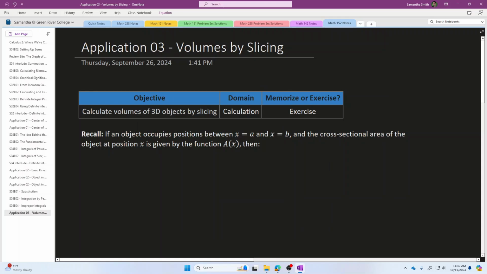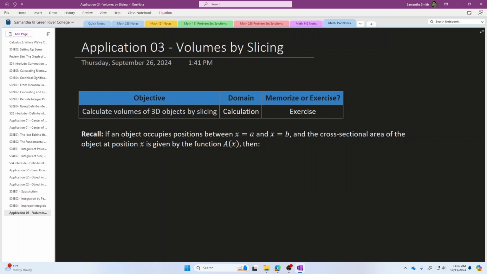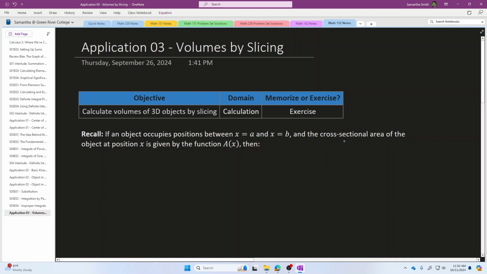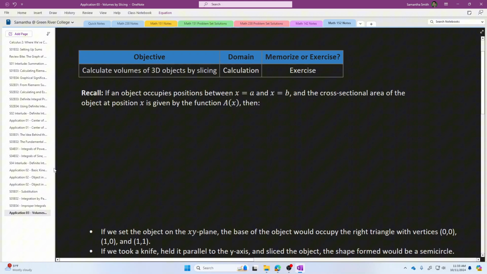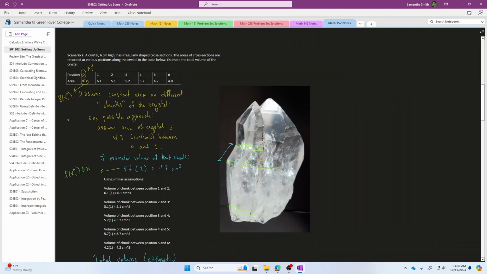In today's episode, we will be doing day one of three on volumes of three-dimensional objects and how volumes of three-dimensional objects can be calculated using integrals. Now, to a certain extent, this is an idea that we've already seen appear several times throughout this course, even as early as Season 1, Episode 2, when we used a left Riemann sum, for example, to estimate the volume of a three-dimensional object from data collected about its cross-sectional areas.